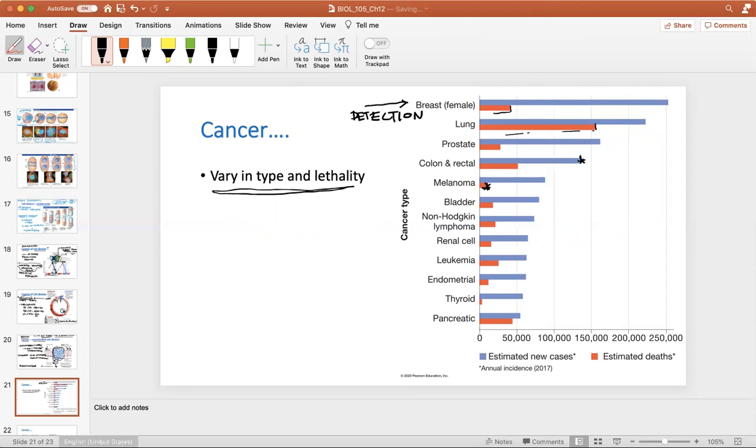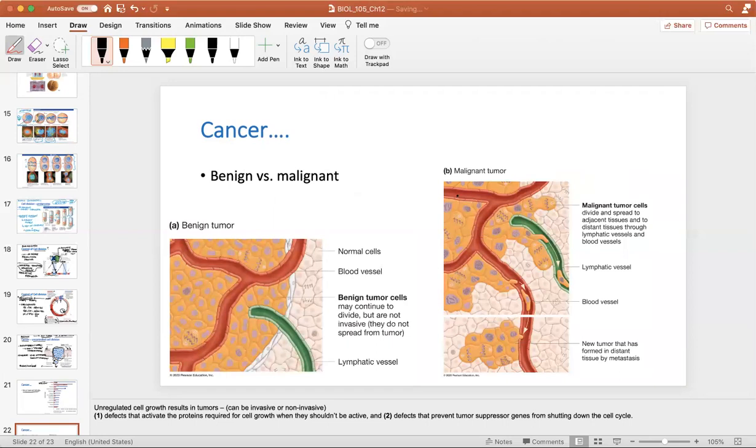All right. Now, one way that we can treat cancer is by simply removing the tumor. And you've probably heard of something called benign versus malignant tumors. So a tumor is just a cellular overgrowth. So the tumor, so I'm going to put cell overgrowth. So the tumor is what results from mitosis not turning off properly.